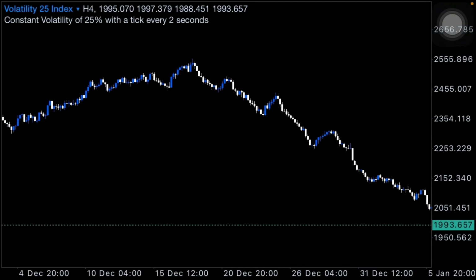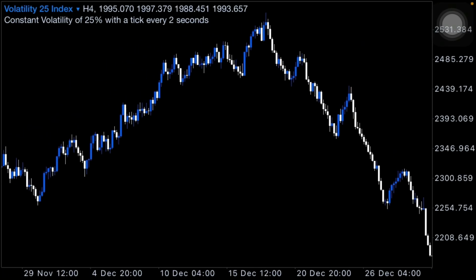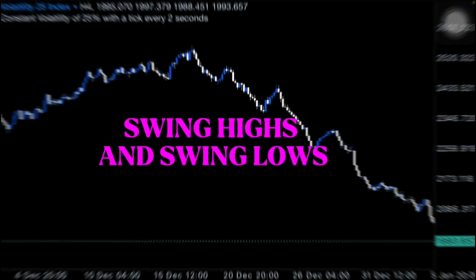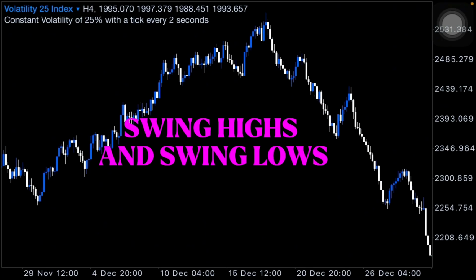Now, this brings us to our second point, which is swing highs and swing lows. So someone will ask, what are swing highs and swing lows?